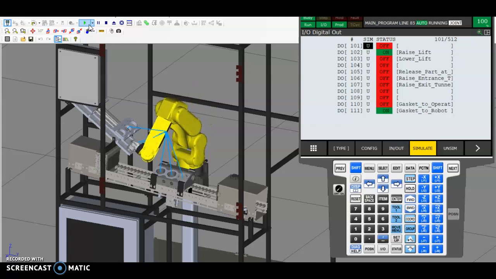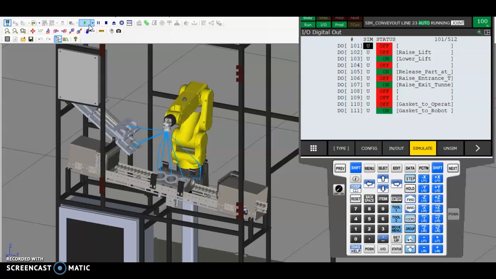Then the robot picks up end plug 1, twists its arm and places it at position 1. It picks up the second plug and places it at the second position. After this process ends, the lift is lowered and the part moves towards the exit tunnel.